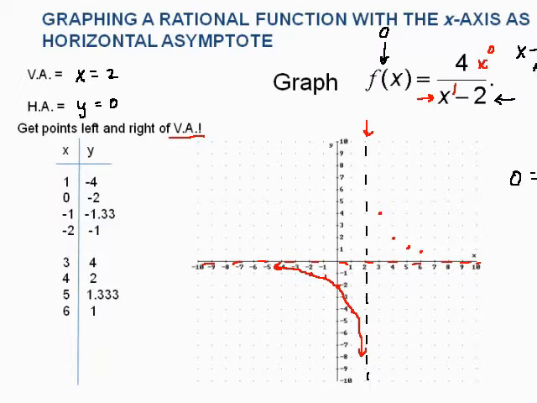All I'm doing here is, if I say what is f of 6, I'm just plugging in 6 wherever I see an x. I'm going to get 4 over 6 minus 2, which is 4 over 4, which is 1. So just plugging in 6 for x gives me 1 for y. I'm just getting these points left and right of that vertical asymptote. And here is our first graph of a rational function.